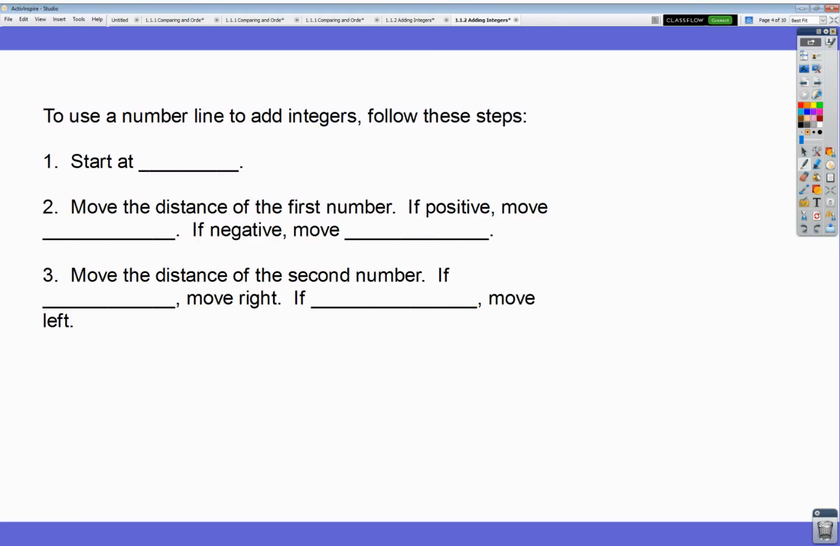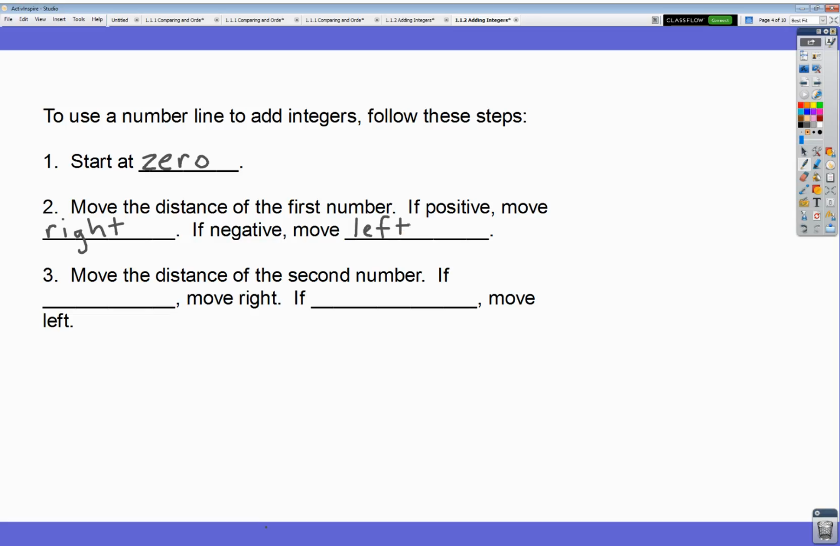To use a number line to add integers, these are the steps that you're going to follow. Anytime you're using the number line, you're going to start at 0. Then you're going to move the distance of the first number. If the number is positive, you're going to move to the right. And if the number is negative, you're going to move to the left.